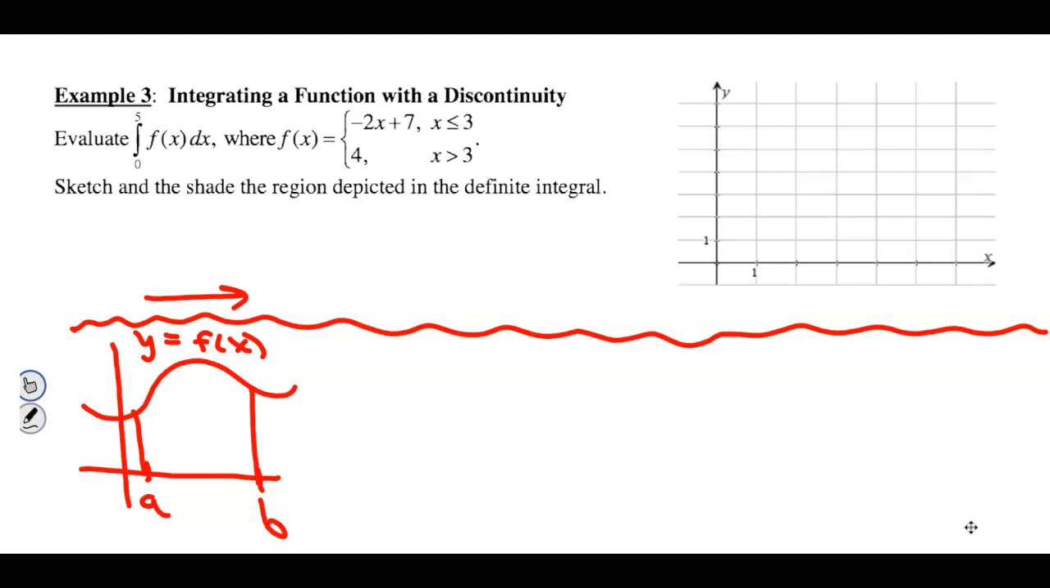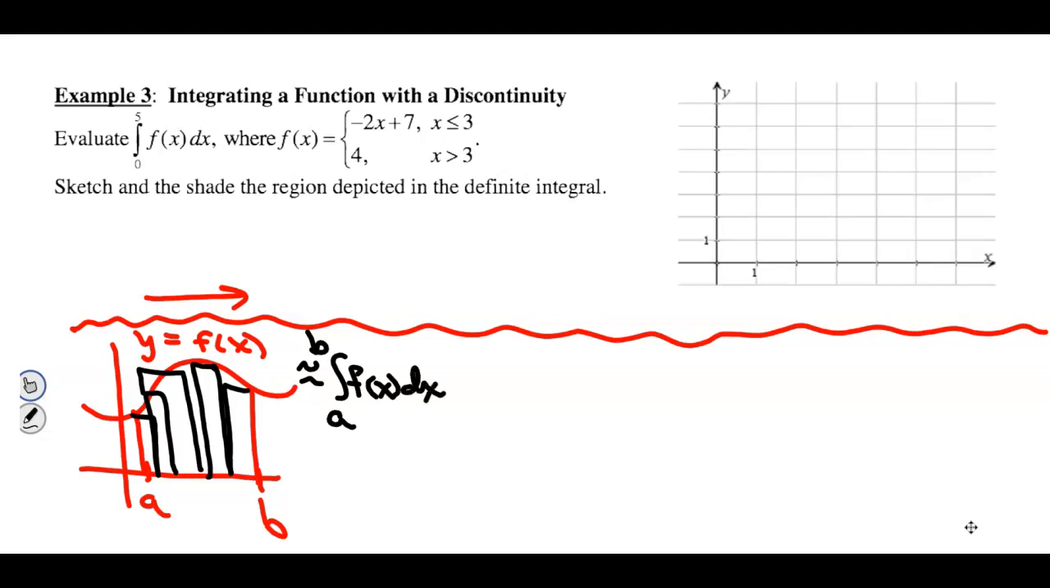All right? And we did it 4 ways, actually. We said, well, you can do rectangles that hit on the right, or you could do rectangles that hit on the left, or you could do rectangles that hit in the middle. I'm just doing kind of, it doesn't really matter. We chopped it into rectangles, and these were approximations for what we called a definite integral, and they were approximations for the area there. They were not exact, they were off, right?